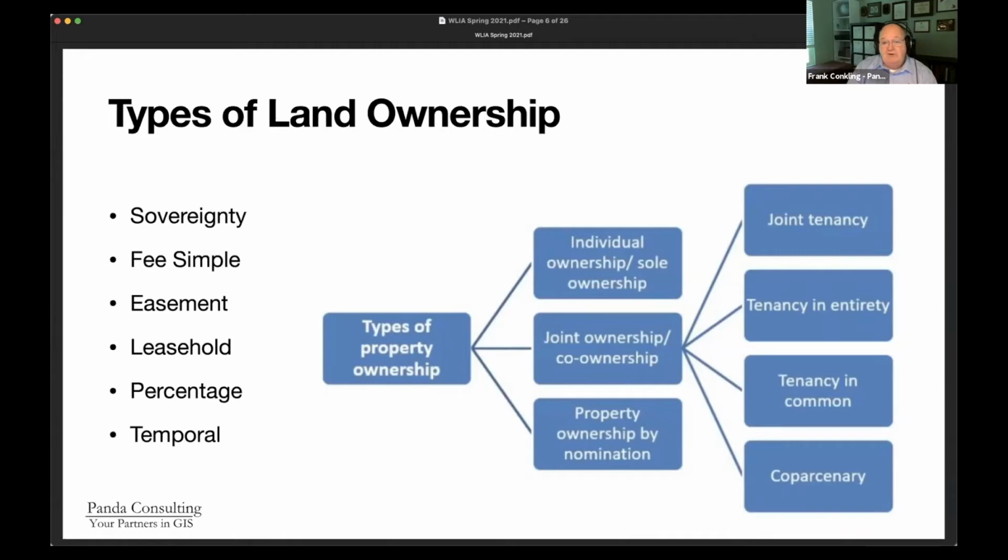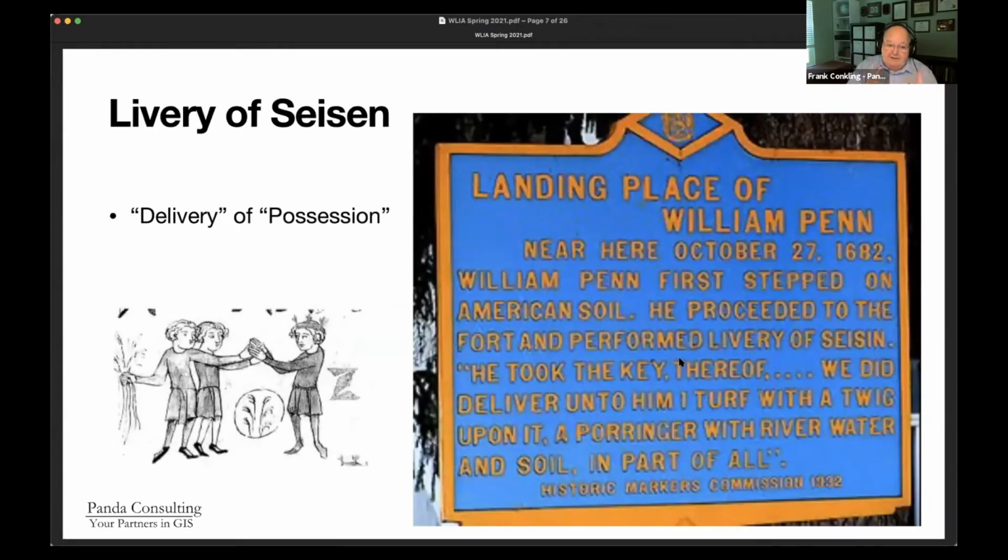Again, when we start talking about individual ownership or sole ownership, and then joint ownership or co-ownership, with things such as joint tenancy, tenancy by the entirety, tenancy in common, or coparcenary, there's complexity that gets introduced into this. So it's not simple at all. It is not, oh, you just draw polygons and you're done with it. No.